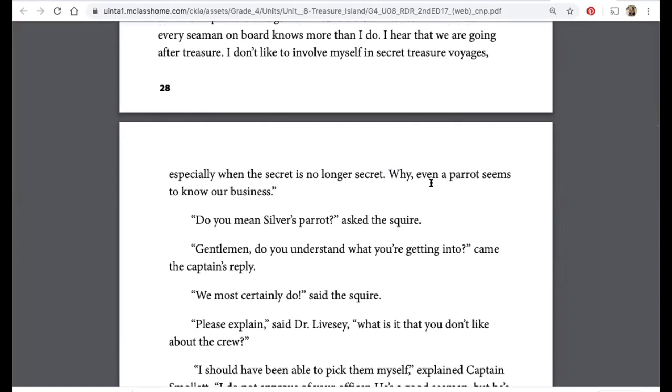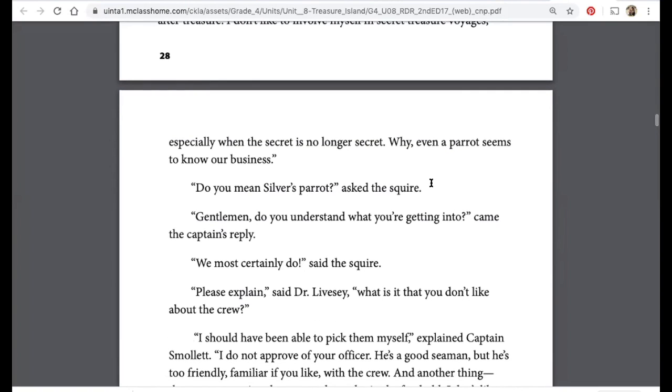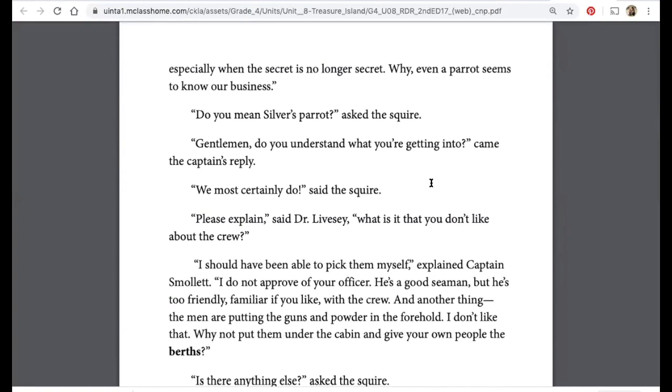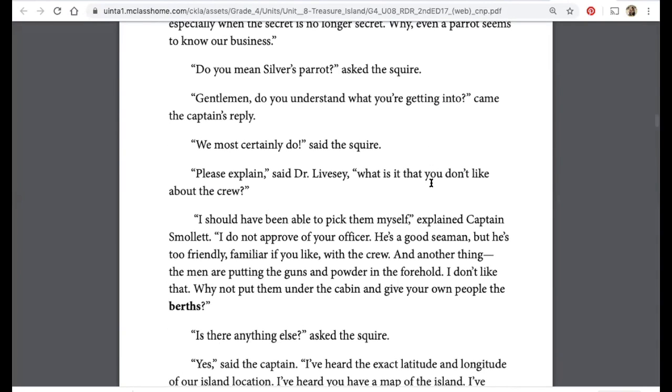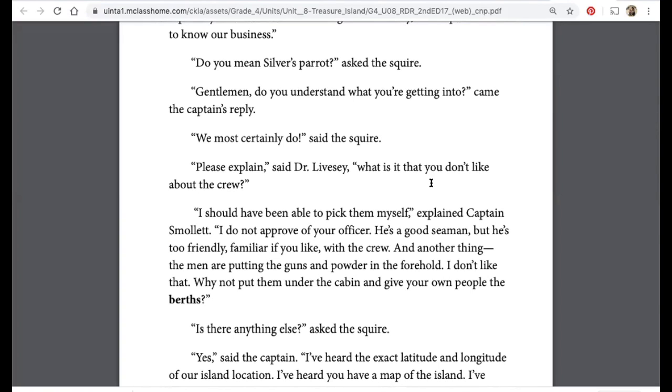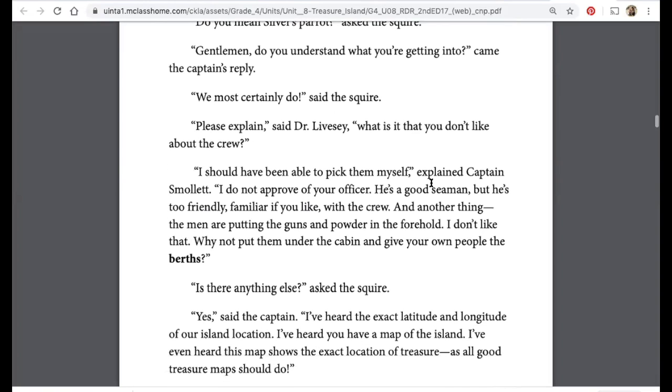Do you mean Silver's parrot? asked the squire. Gentlemen, do you understand what you're getting yourself into? came the captain's reply. We most certainly do, said the squire. Please explain, said Dr. Livesey. What is it that you don't like about the crew? I should have been able to pick them myself, explained Captain Smollett. I do not approve of your officer. He's a good seaman, but he's too friendly, familiar, if you like, with the crew. And another thing, the men are putting the guns and powder in the forehold.